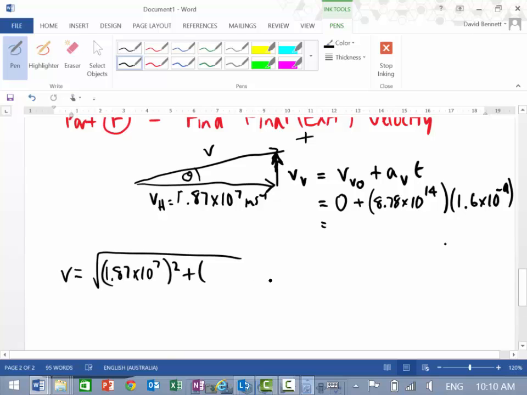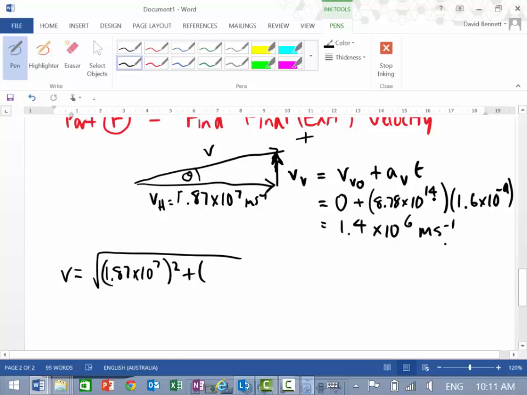Answer? 1.4 times 10 to the 11. To the what? 11. That can't be right, can it? It's not supposed to be a 6. 10 to the 6, yeah, metres per second. So 1.4? Yeah. So did you have negative 9 there?